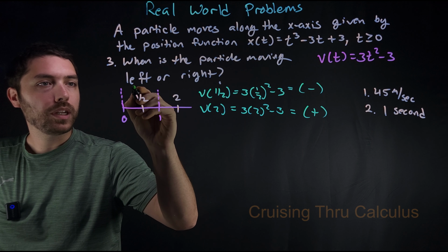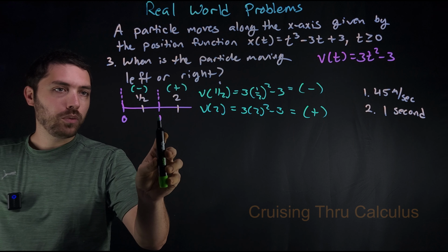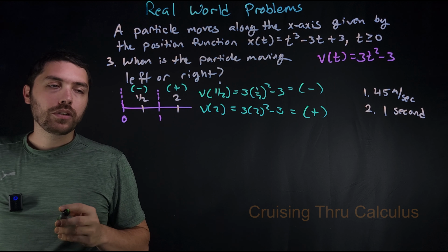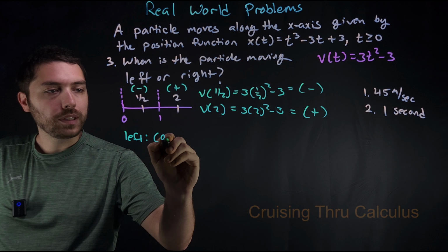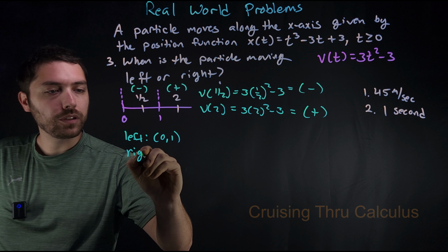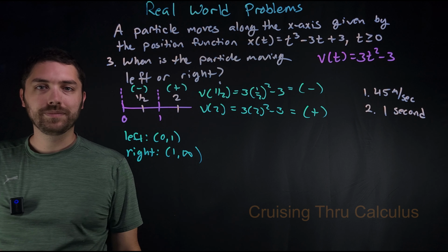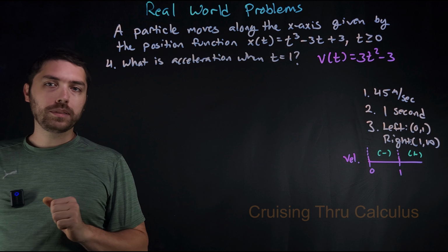So over here on our number line, we know that from 0 to 1 it was negative, and then from 1 onwards it's positive. So that actually tells us our answer. Our object is moving to the left from 0 to 1, and it's moving to the right from 1 onwards, like that. The next part of this problem says, what is acceleration when t equals 1?